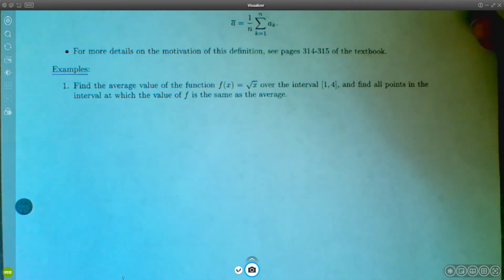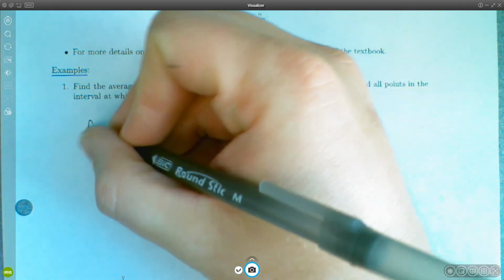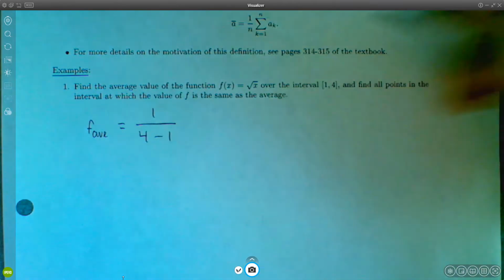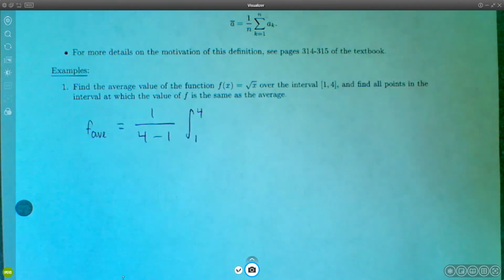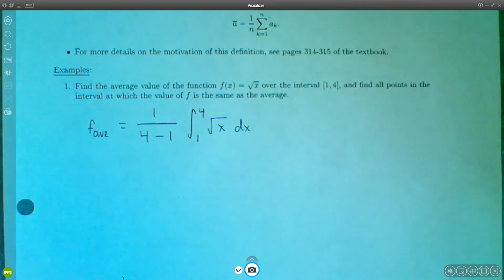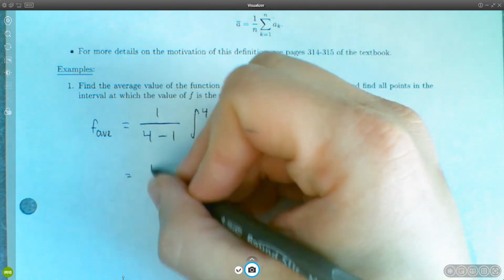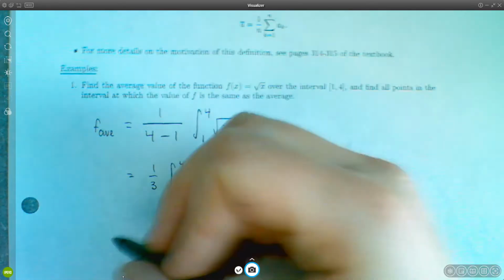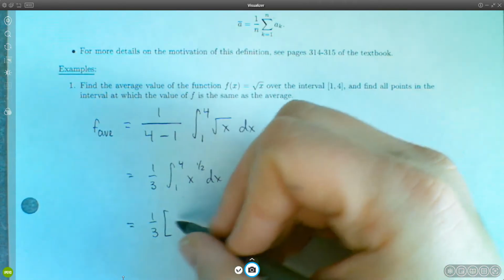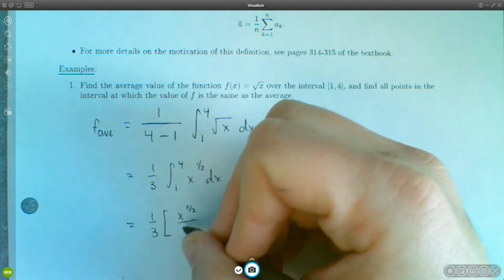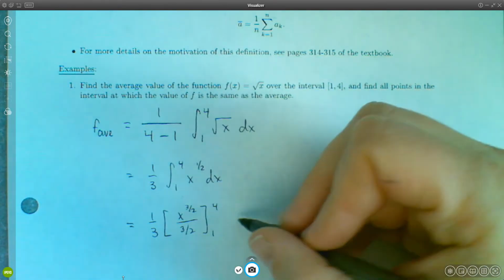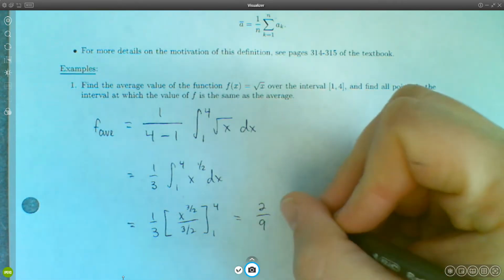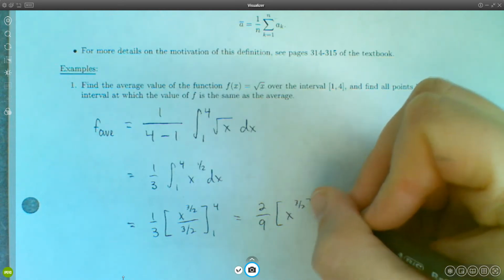Well, let's do it. So the average value is 1 over b minus a, it's 4 minus 1 in this case, times the integral from a to b of f of x dx. 4 minus 1 is 3, right? So this is 1/3 times the integral from 1 to 4 of x to the 1/2 power dx. So that's 1/3 times x to the 3/2 divided by 3/2 from 1 to 4. Or in other words, we could factor out the 2/3 and call this 2/9 times x to the 3/2 from 1 to 4.